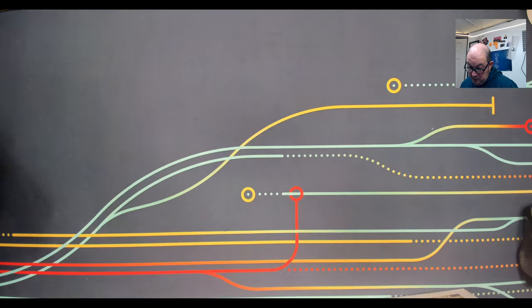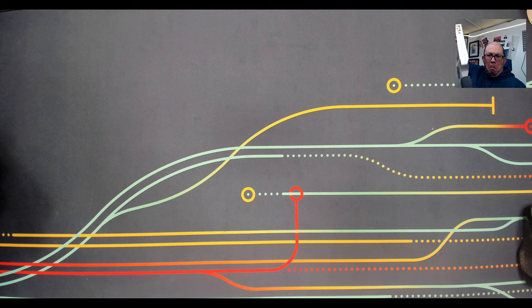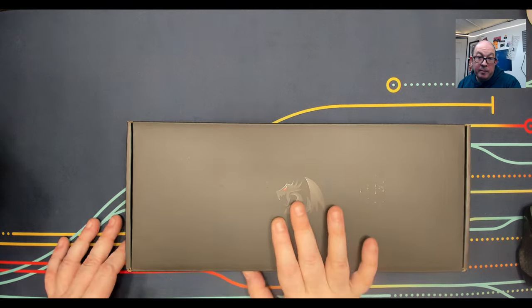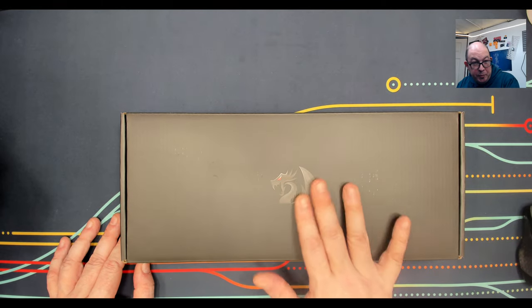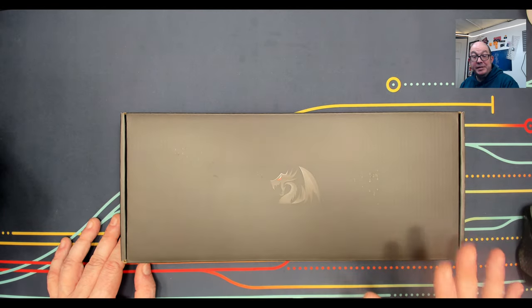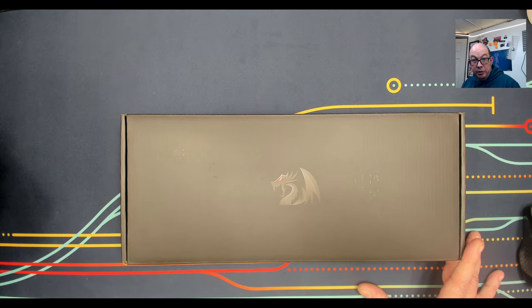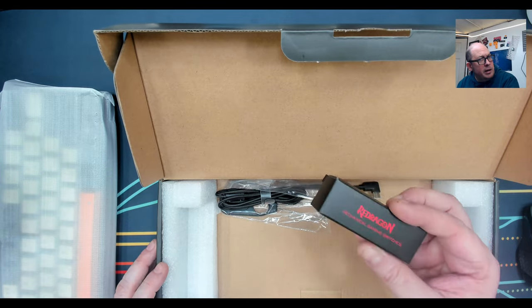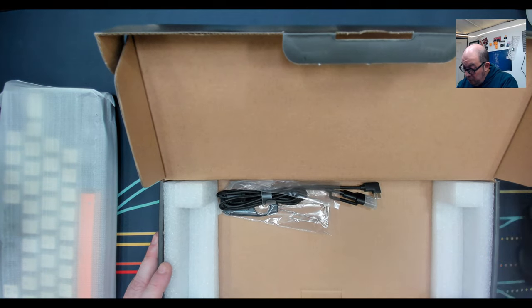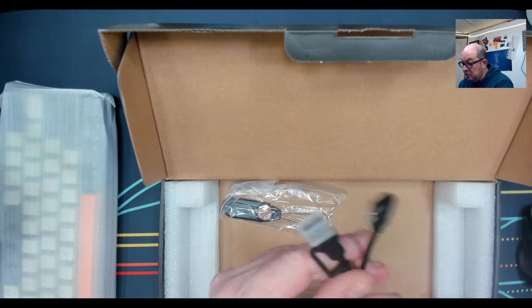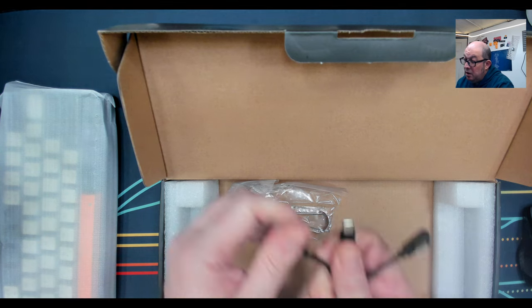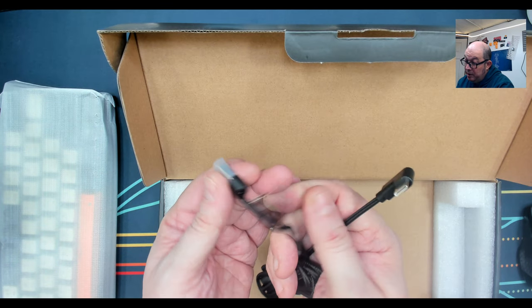All right, so let's open this up. It looks like it's newer. I think the updated logo on the box is kind of signifying that they're using the newer hot swap sockets. We have your extra switches, which Redragon and RK always gives out. We also have a decent braided USB-C to USB-C cable with the adapter on a tail.